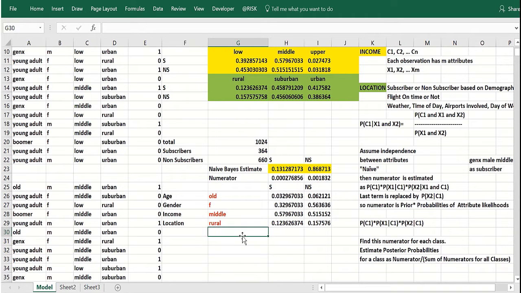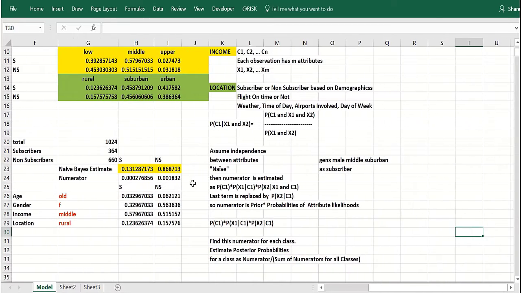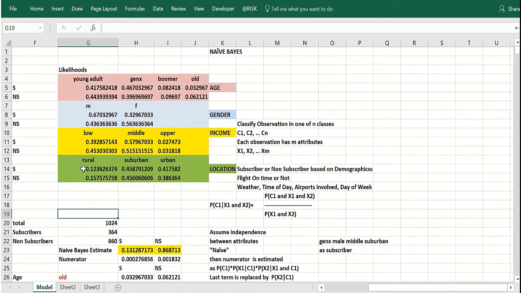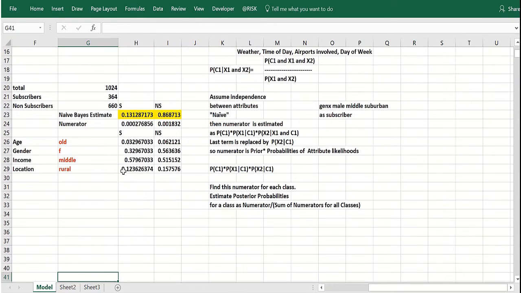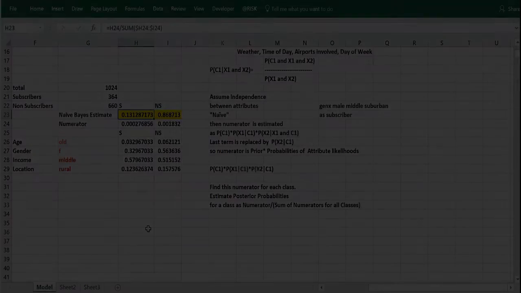So basically, that's the completion of naive Bayes. It's very simple. You find the prior probabilities, you find the likelihoods for each attribute, for each possible value of it using COUNTIFS, and then you multiply all the likelihoods together times the prior probabilities to get a relative likelihood for each of the classes, and then you can get a posterior probability. And in practice, naive Bayes works pretty well. So good luck with it.